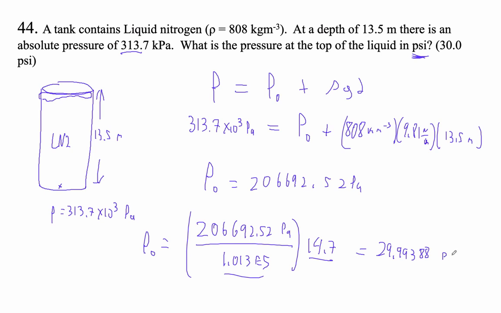29.99388 PSI. We have only 3 sig figs, so we would round that to 30.0 PSI, which is what I recall. We kept them at like 30 PSI. Yeah, all right.